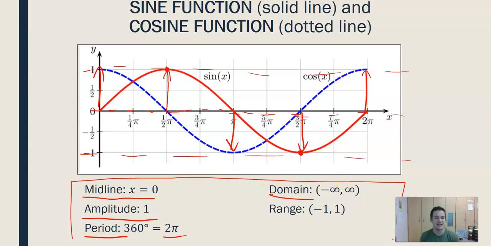They both have a midline at x equals 0, an amplitude of 1. Again, the amplitude is the distance from the x-axis to either a crest or a valley. They both have a period of 360 degrees or 2 pi radians, meaning that's how often they repeat themselves. They have a domain from negative infinity to positive infinity and a range from negative 1 to positive 1.